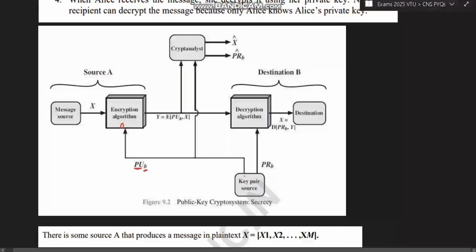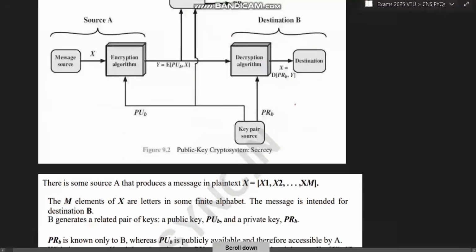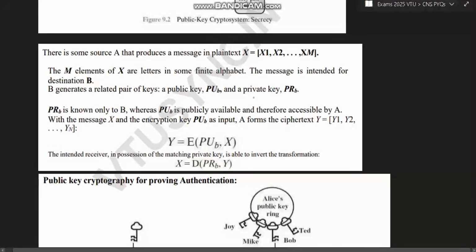Whether you mention Alice or Bob doesn't matter, but the public key will be applied here and the message will be passed. If a cryptanalyst hacks in between, they will be able to open it only if they have the private key of Bob. If they don't have it, they'll not be able to open it. In the decryption algorithm, the requirement is the private key of Bob to open it. So the private key will be provided, and at the destination it will be opened. The same thing is also explained here. You have to write it in this way, in this format.